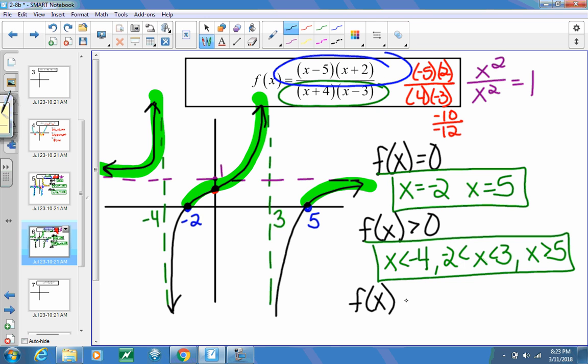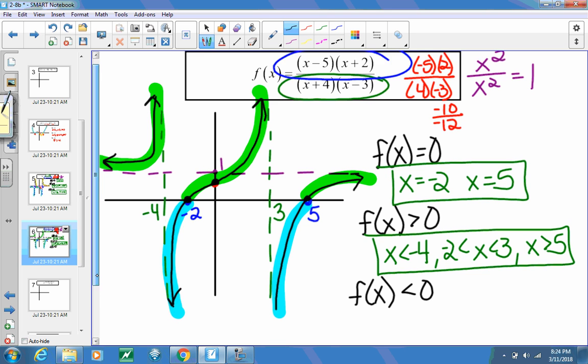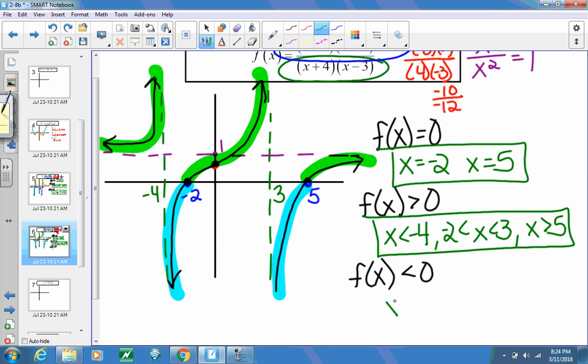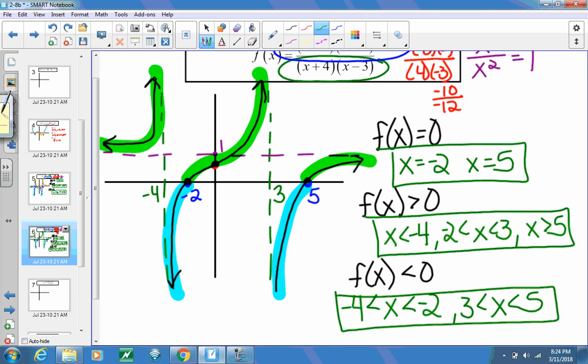Lastly, when is our function f of x going to be less than 0? And it's going to be less than 0 at this interval here. And so we're taking a look at x is going to be greater than -4, but less than -2, as well as x being greater than +3 and less than 5. And there's our intervals. So very similar to what we were doing with our polynomials.